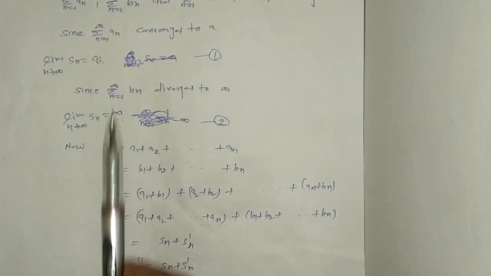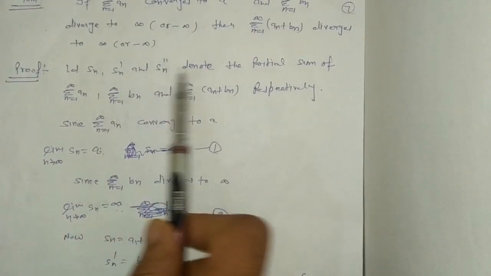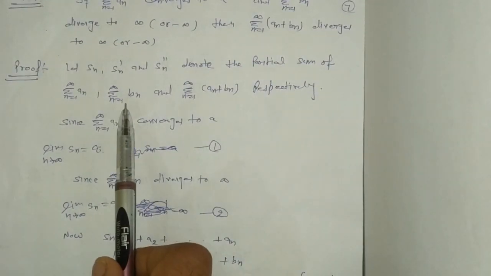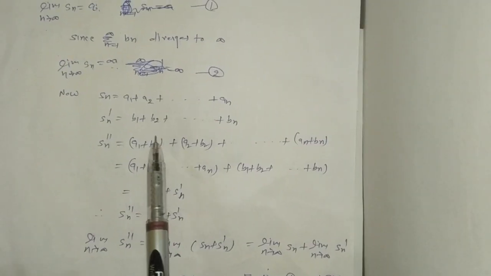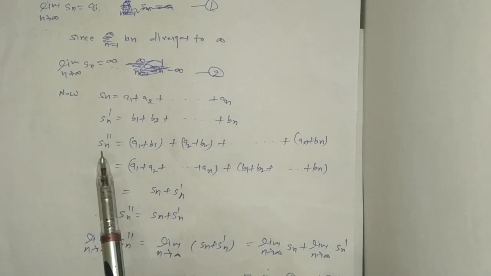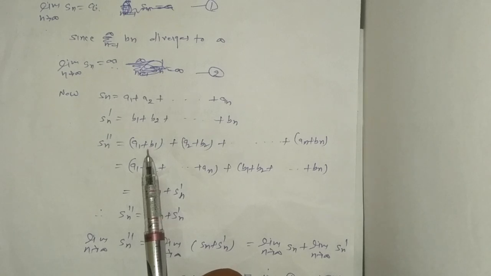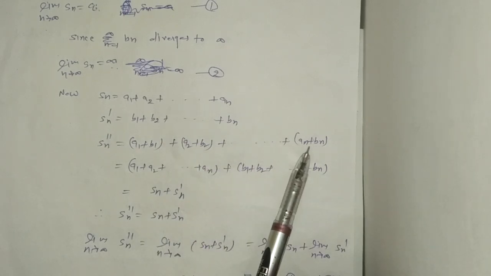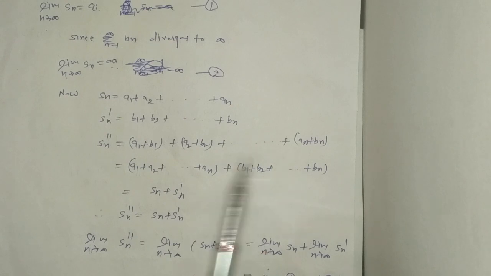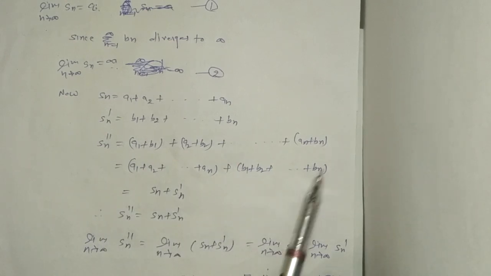What does sn dash represent? Sn dash represents the partial sum of the series bn. So therefore sn dash is equal to b1 plus b2 up to bn. Similarly, sn double dash represents the partial sum of the series an plus bn. So therefore sn double dash is equal to a1 plus b1 plus a2 plus b2 up to an plus bn. Adjusting terms, we have a1 plus a2 up to an plus b1 plus b2 up to bn.